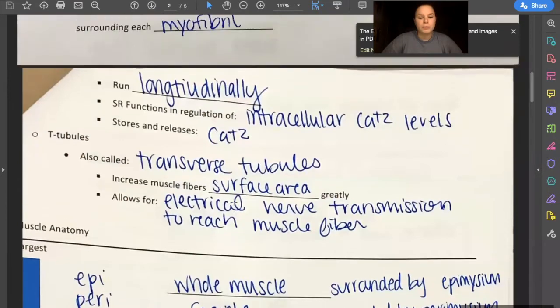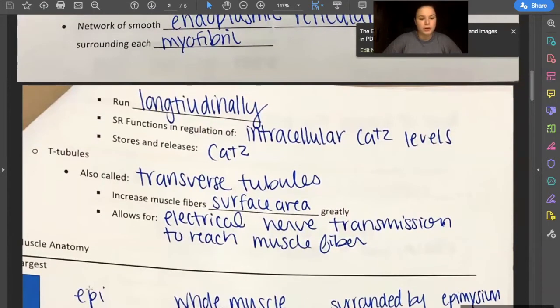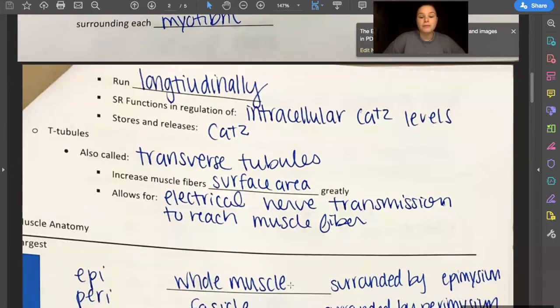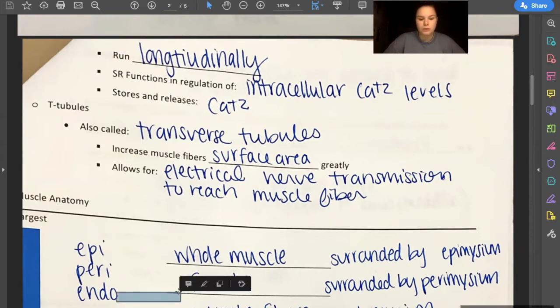So then we're going to talk about our muscle anatomy. Our largest piece, surrounded by the epimysium, is your whole muscle. I'll do a picture in a second. Then we have the fascicle, which is surrounded by the perimysium. Then we have the muscle fiber, which is surrounded by the endomysium. Remember, epi means outside, peri means between, and endo means within. I know this endo is supposed to go here, so don't get confused.